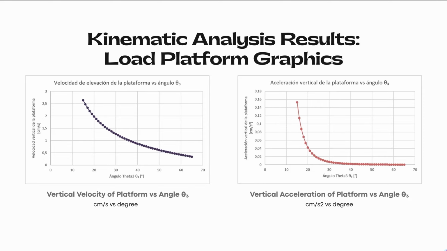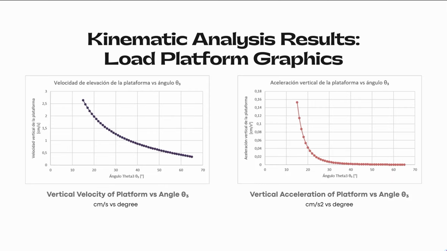In this slide, we analyze the motion of the load platform, which is the output of the entire mechanism. On the left, the vertical velocity graph shows how fast the platform rises as a function of theta3. At low angles, the platform moves at its maximum speed, and this velocity decreases significantly as the jack extends.